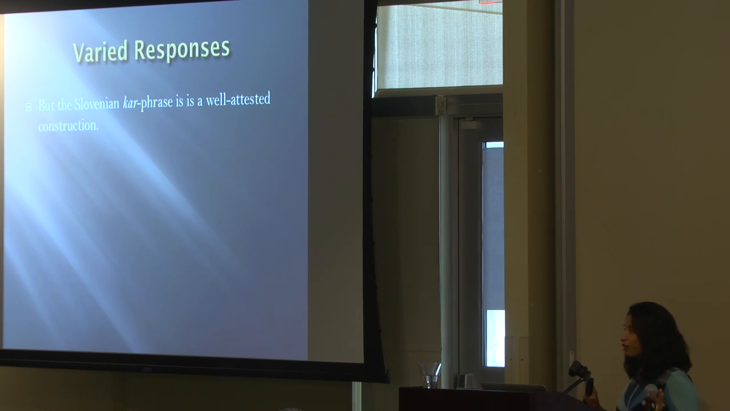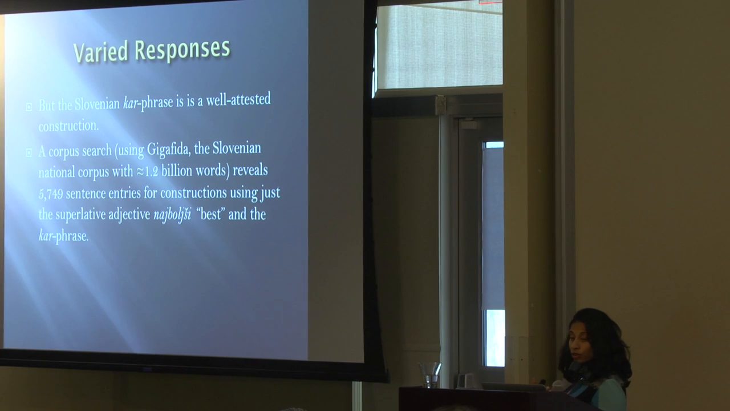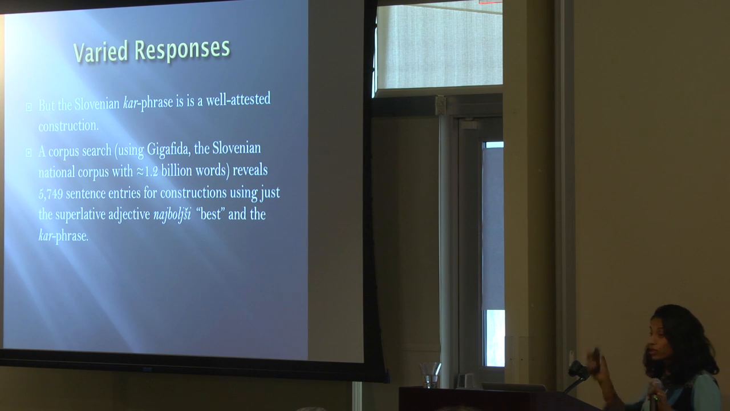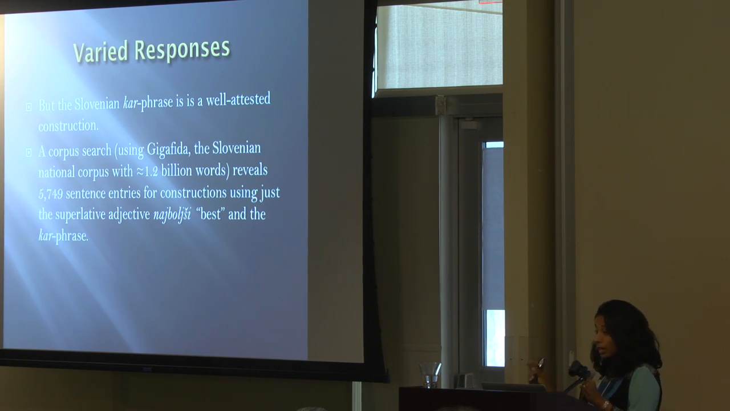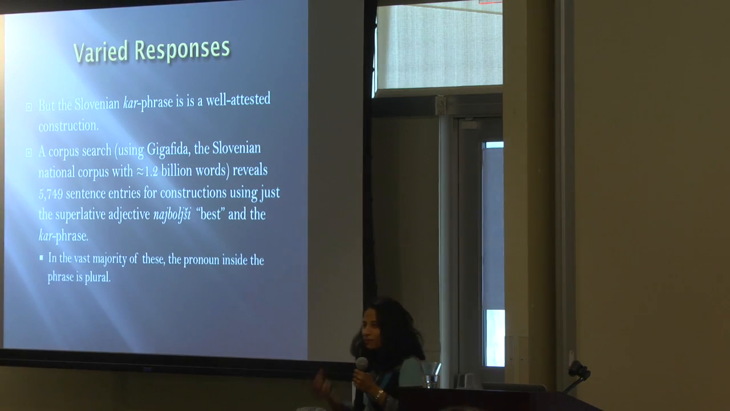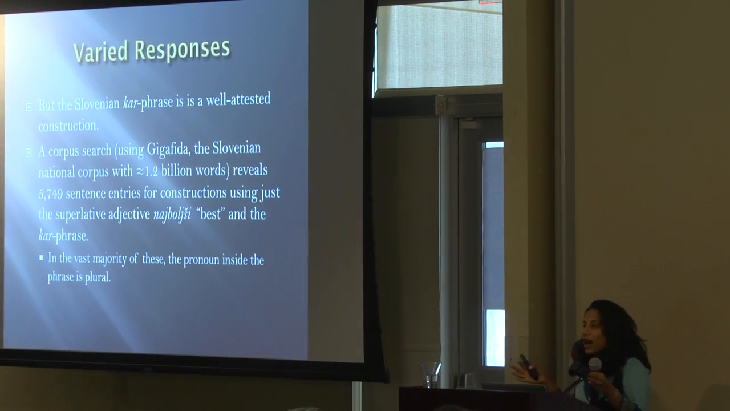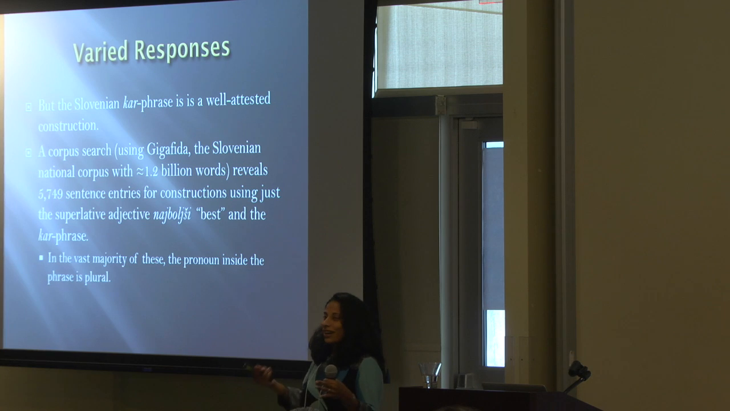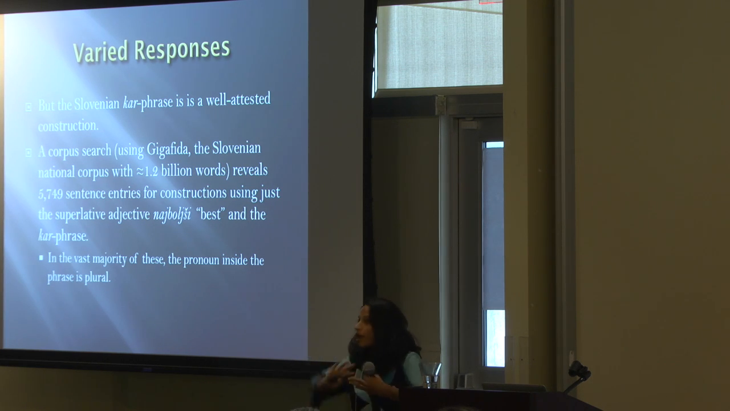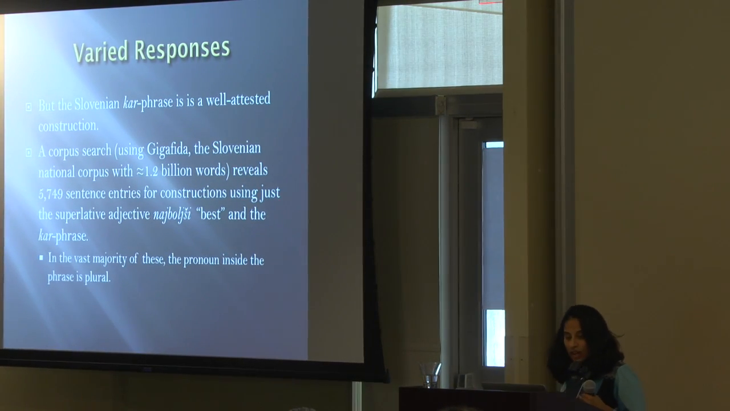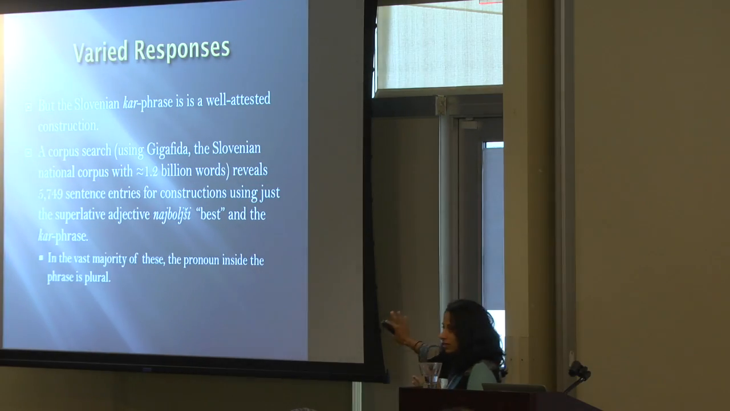Okay, but the Slovenian kar phrase is a really well-attested construction, and using a corpus search, I saw that there were nearly 6,000 sentences for constructions just using the superlative adjective najboljši, meaning best, and the kar phrase. And of these, in the vast majority, you had that plural pronoun, which with a superlative, when you have something like, she's the best student that I ever had, them, you kind of get, even if you don't speak Slovene, which none of us does, you get why it's there, right? Of all of the students, that them represents the whole domain, right? So in the vast majority, that's what you see reflected in the syntax.